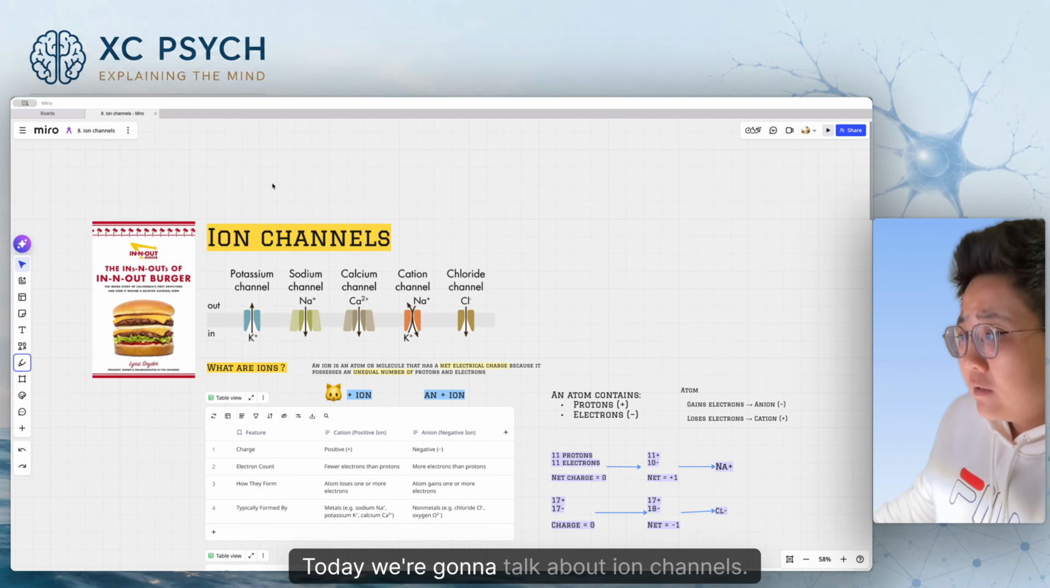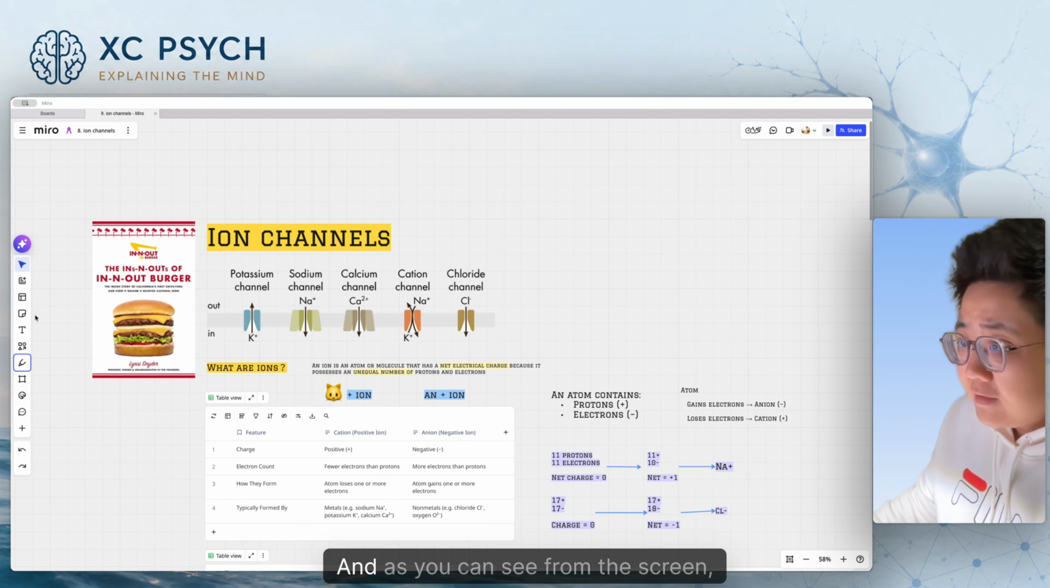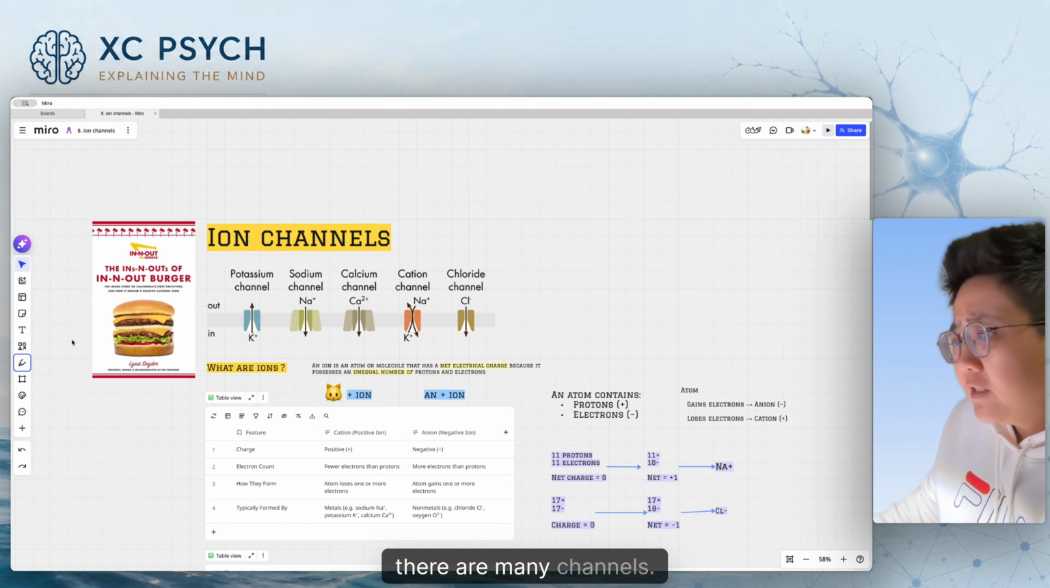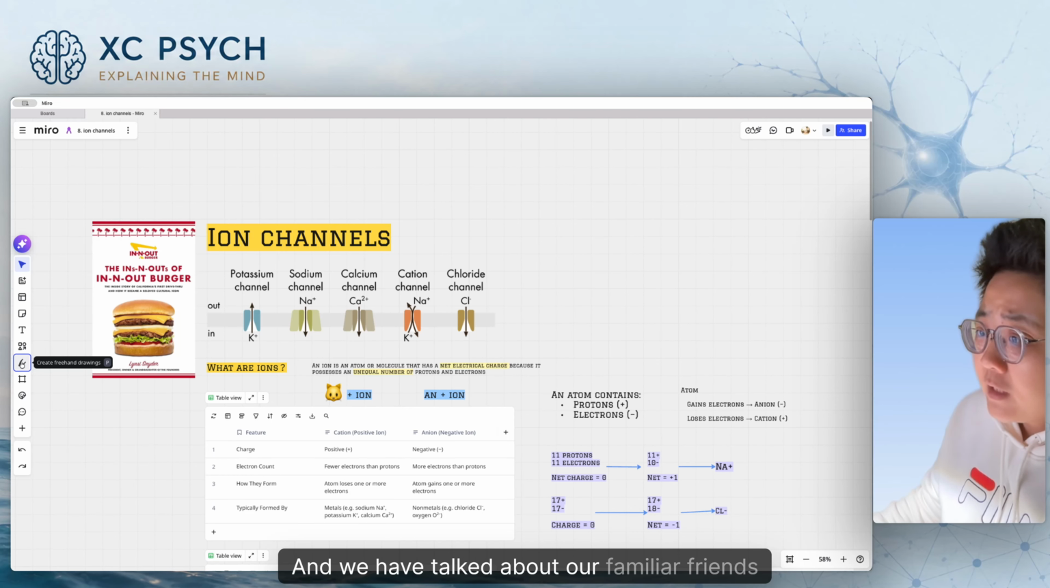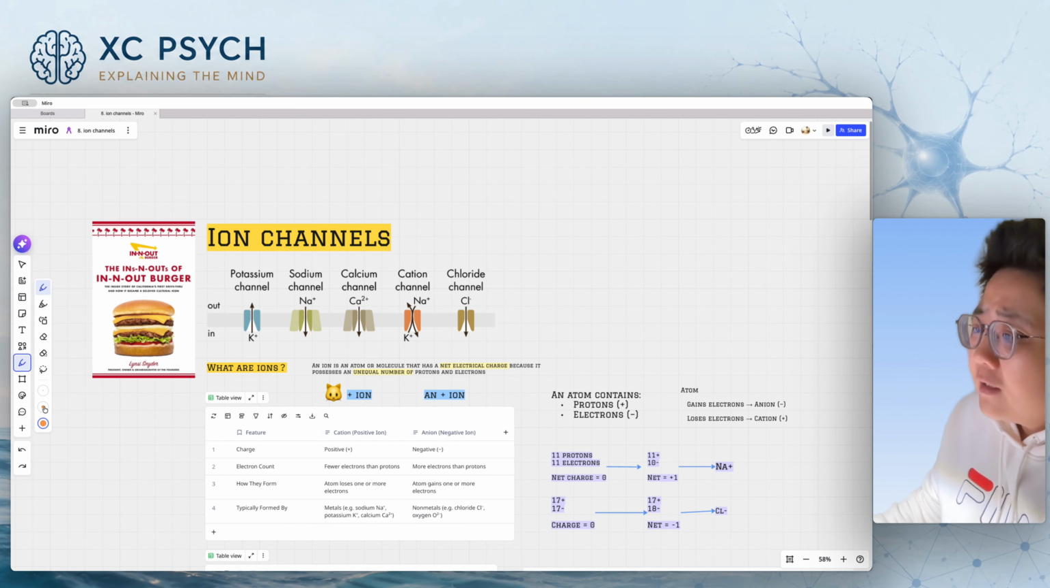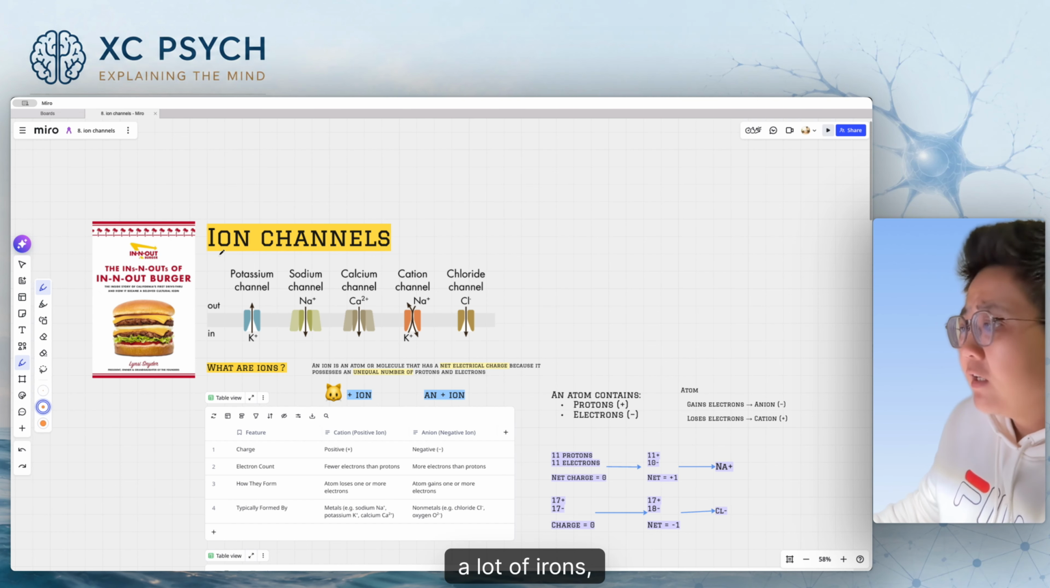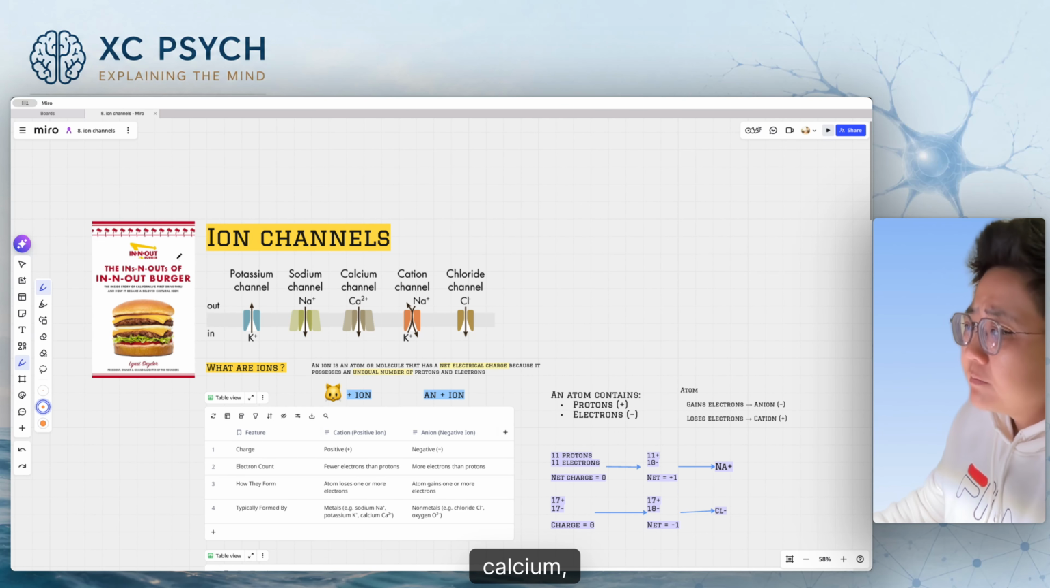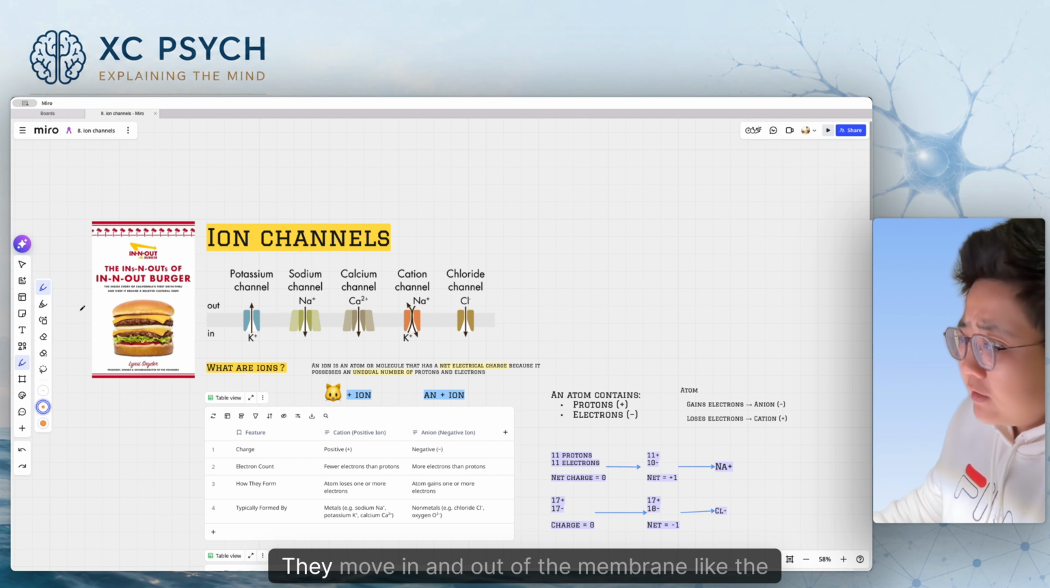Today, we're going to talk about ion channels. And as you can see from the screen, there are many channels, and we have talked about our familiar friends here. A lot of ions: potassium, sodium, calcium, chloride, and they move in and out of the membrane like the burger, in and out.